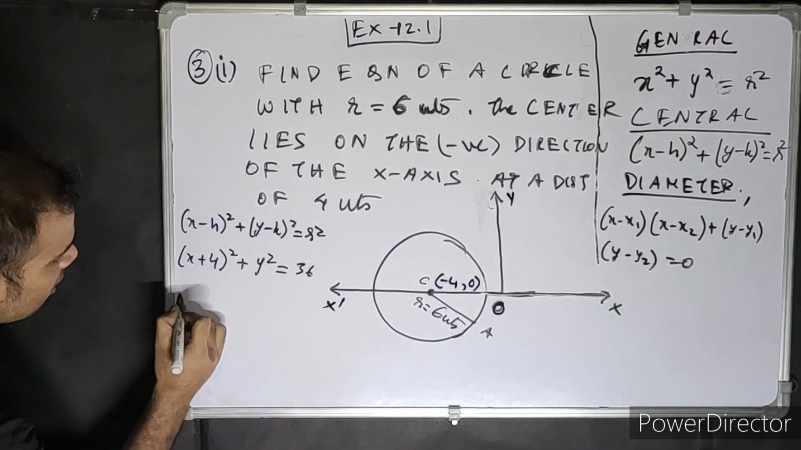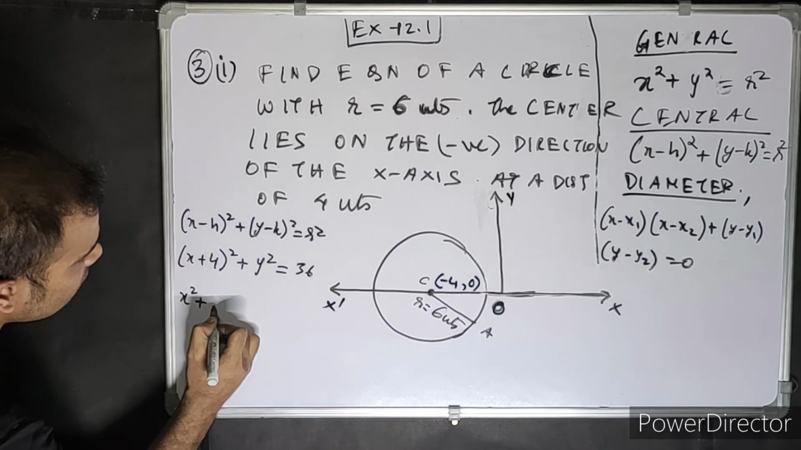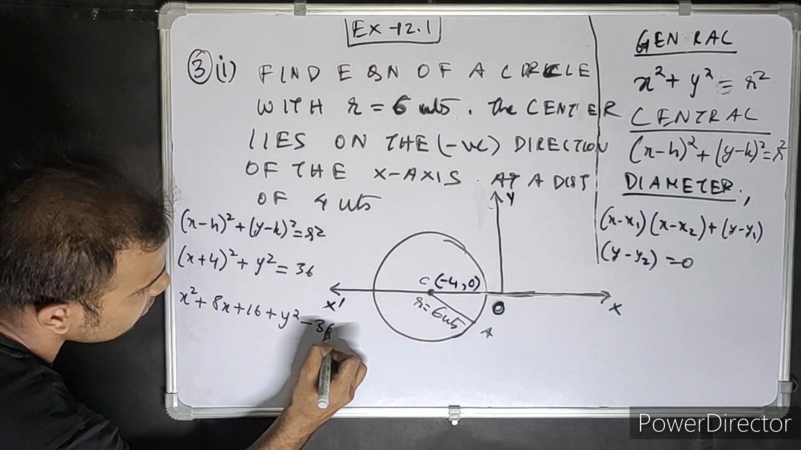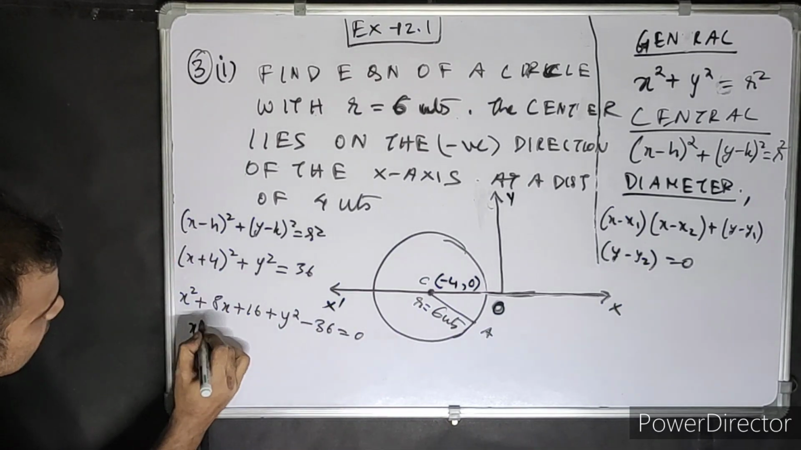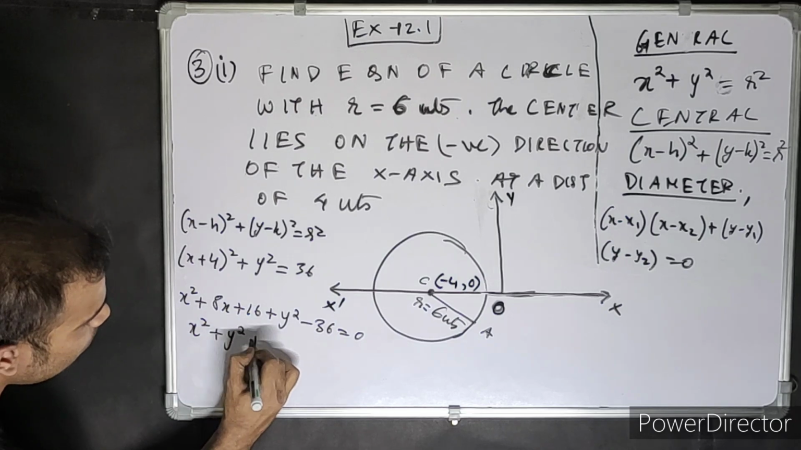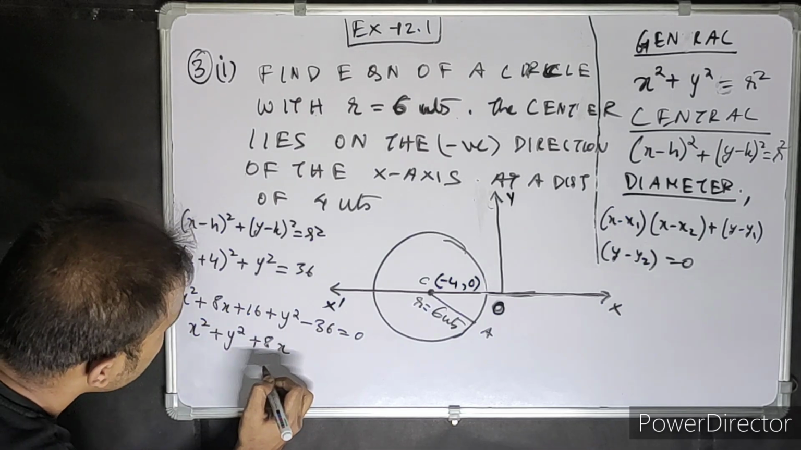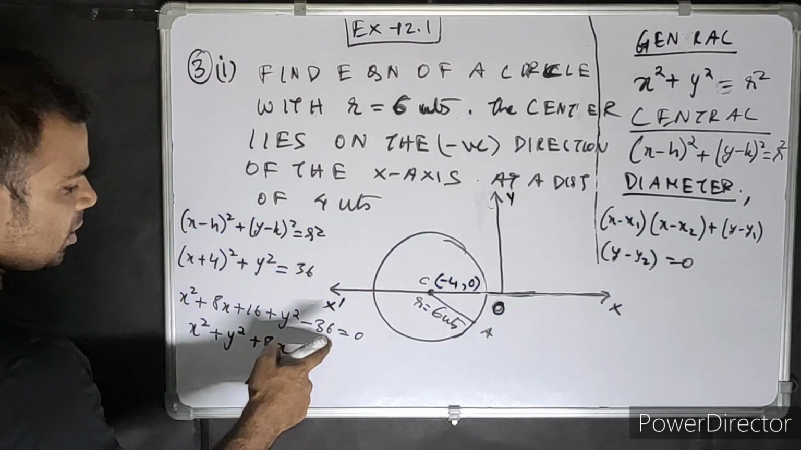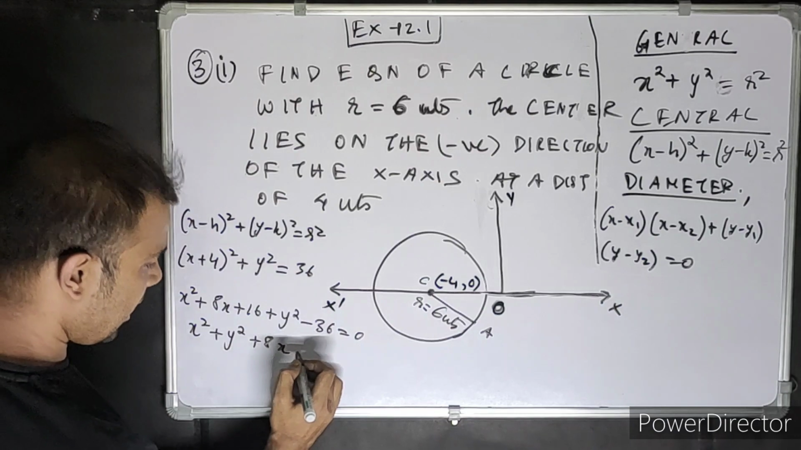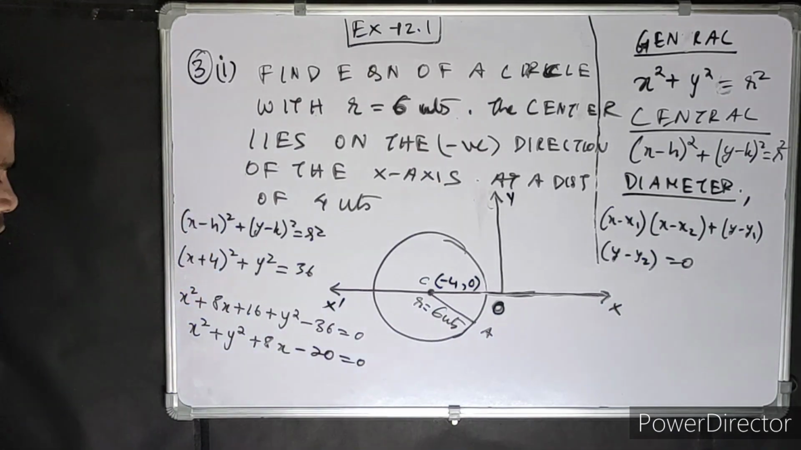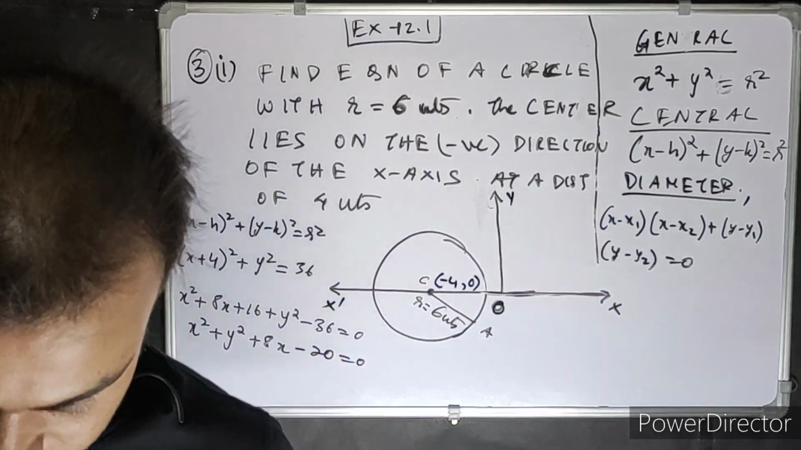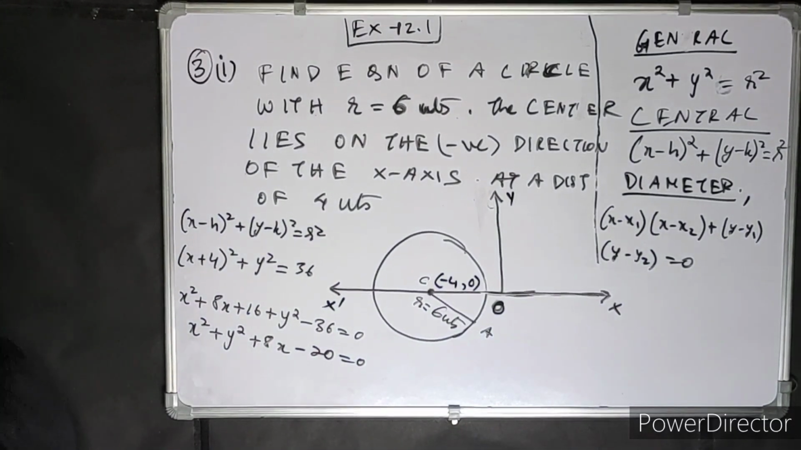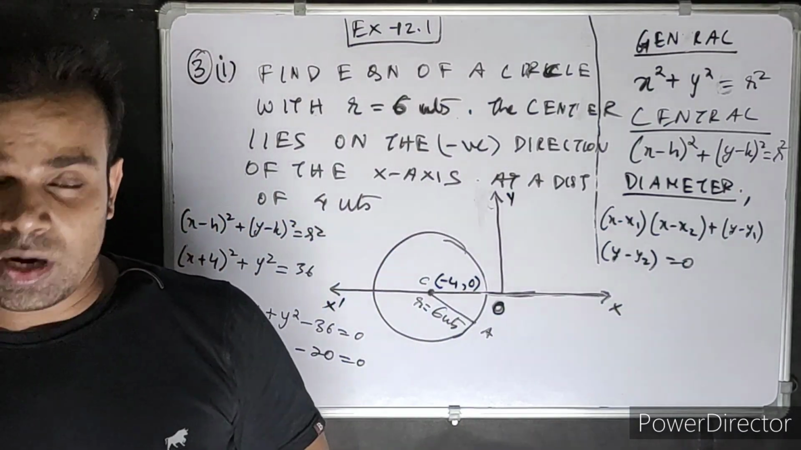Now this is x square plus 4 2s are 8x plus 16 plus y square minus 36 is equal to 0. So that is x square plus y square plus 8x, plus 16 minus 36, that's minus 20 is equal to 0. That's the equation of the circle. Let me check it out. 3 part 1, x square plus y square plus 8x minus 20 is equal to 0. Correct answer.